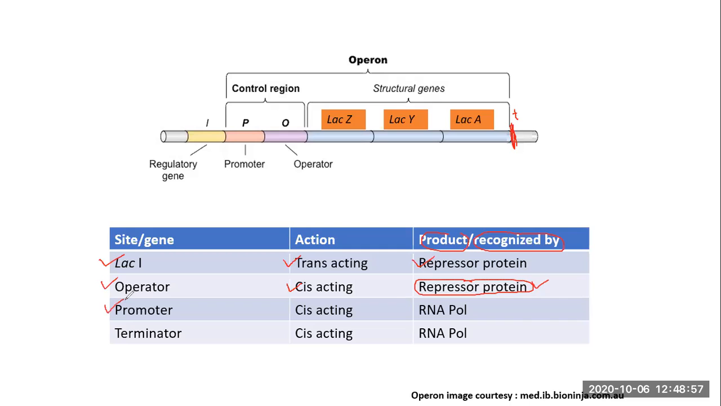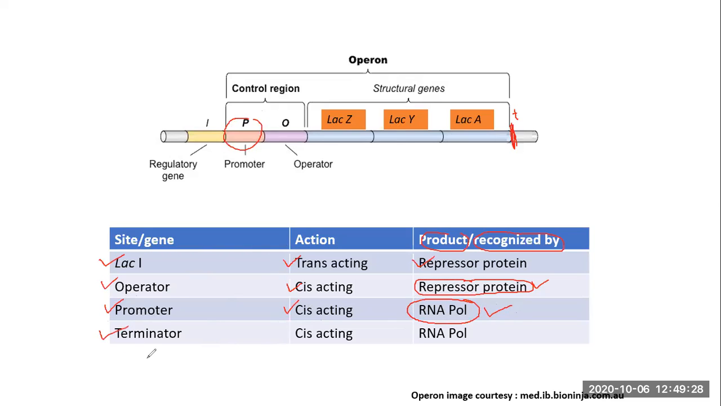Promoter, this region. What type of site is this? Promoter is also cis-acting. Physical closeness to the structural gene that it is controlling is necessary. And it functions by being recognized. Who recognizes it? RNA polymerase. It functions by being recognized by RNA polymerase. It doesn't code for a diffusible product, it doesn't code for a protein, it doesn't code for an RNA.